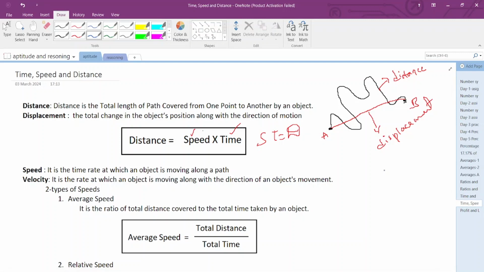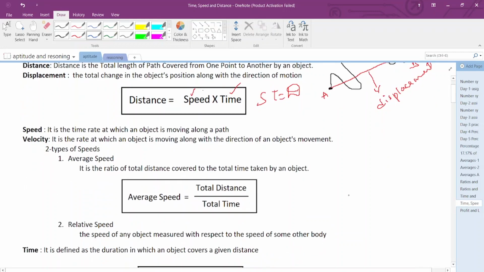Velocity is also the same, but velocity is the rate at which an object is moving along with the direction. It is not only moving, it is moving in a specific direction. That is basically the difference between speed and velocity, in the same way as distance and displacement. In distance we don't follow a specific direction, but in displacement there is a direction of motion also. In speed we don't have a direction, it is just the moving of an object, but velocity is along with the direction of the object's movement. So basically, this is speed.